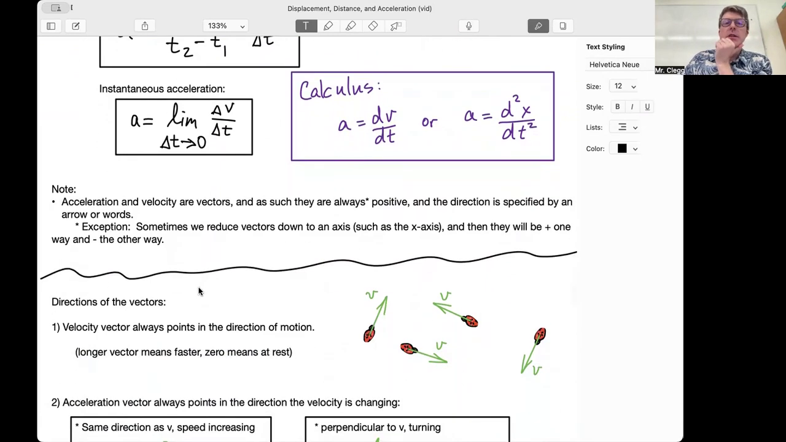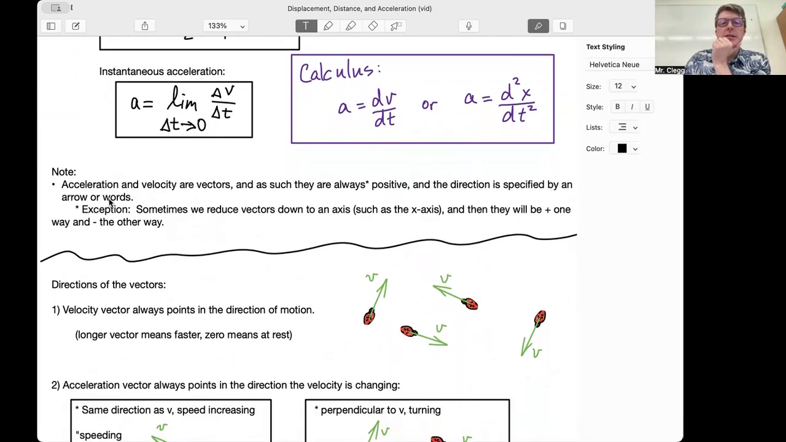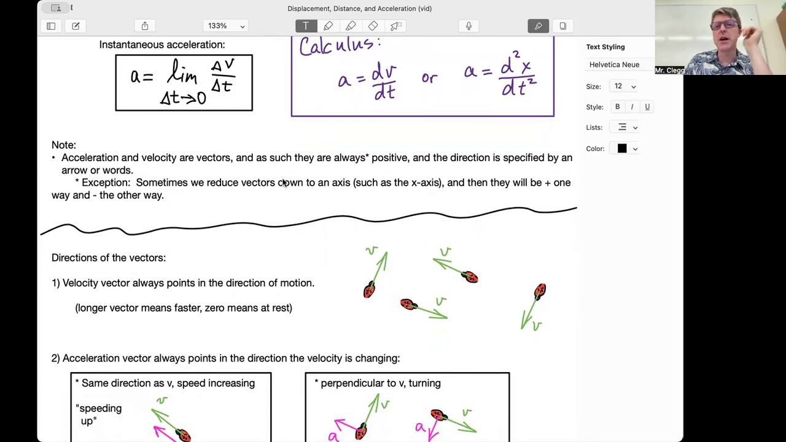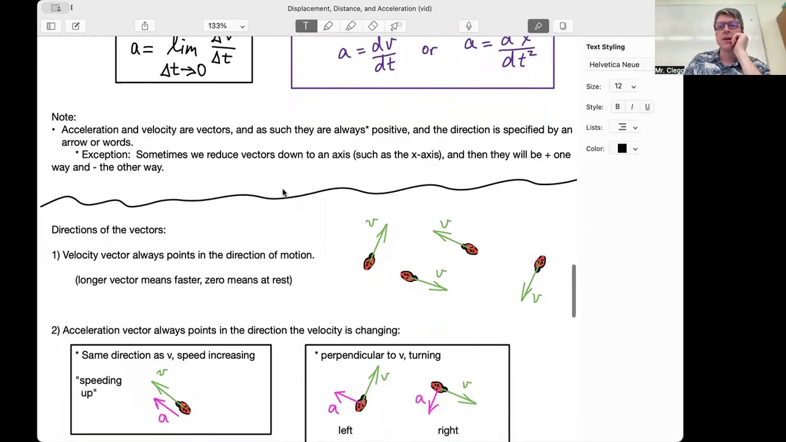Okay, so here's a couple notes. Acceleration and velocity are vectors, and as such, they're always positive, with a little asterisk here because we make an exception. So they're always positive, and the direction is specified by an arrow or words. Exception: sometimes we reduce vectors down to an axis, such as the x-axis, and we say it's positive in one direction and negative in the other. And then if that's the case, it'll be specified, but we're not drawing arrows anymore at that point usually. This can get a little confusing about whether it's always positive or not, but hopefully through the examples, we will get it straight.